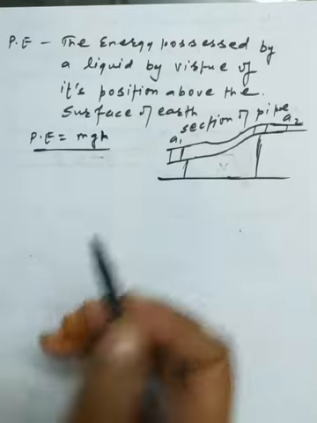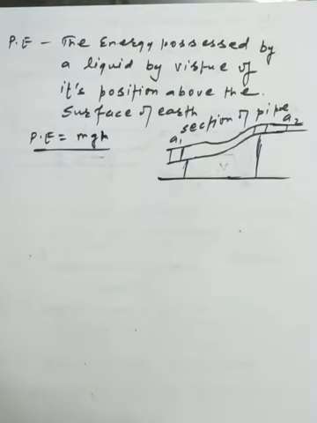Okay, so in the same way we are making the conversion of this energy. Now, dear students, we have the potential energy per unit mass. So I am just dividing it by the mass, and I am just getting gh.